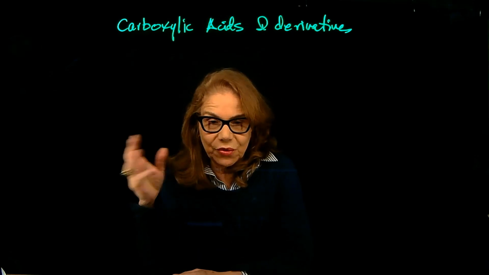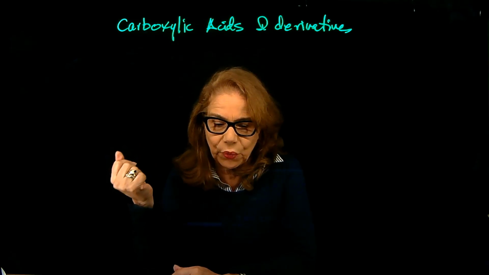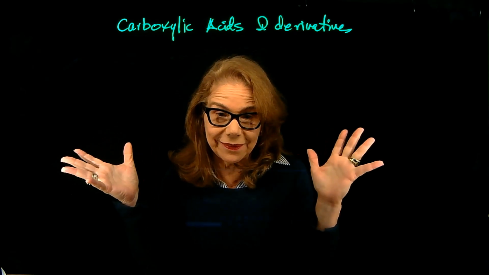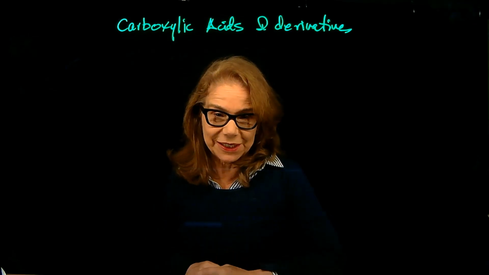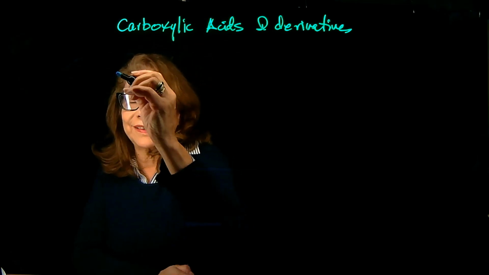Here we're going to be doing carboxylic acids and derivatives. The first thing that we're going to be doing is learning about what those derivatives are in the systematic nomenclature. So let's first draw what a carboxylic acid is.